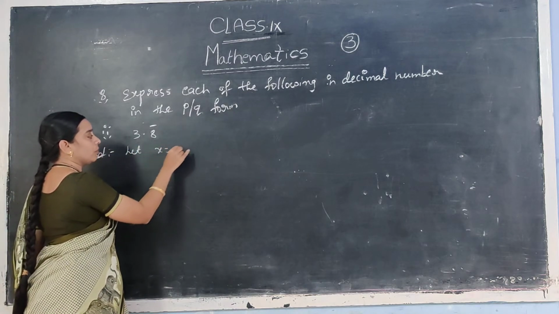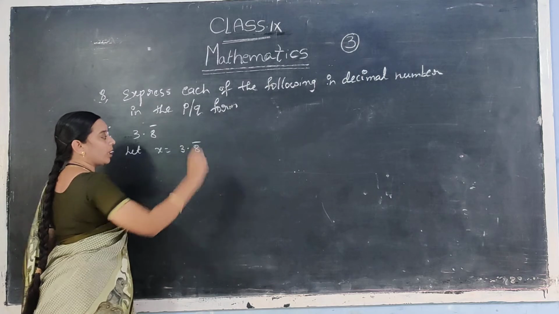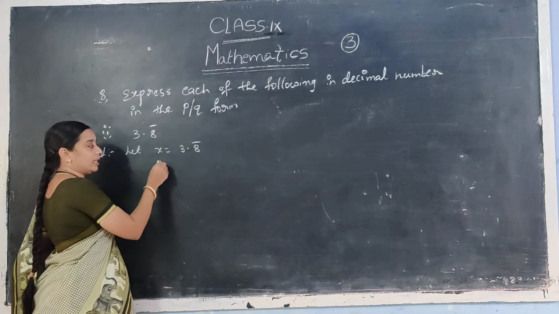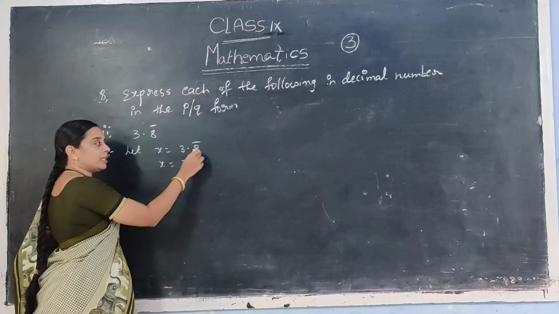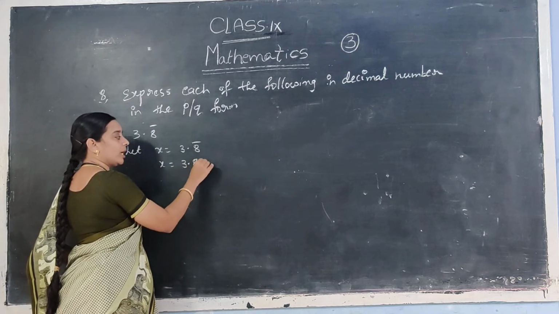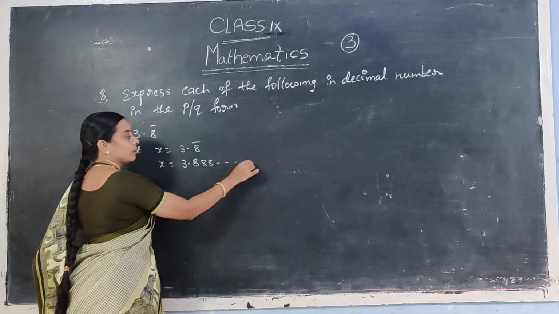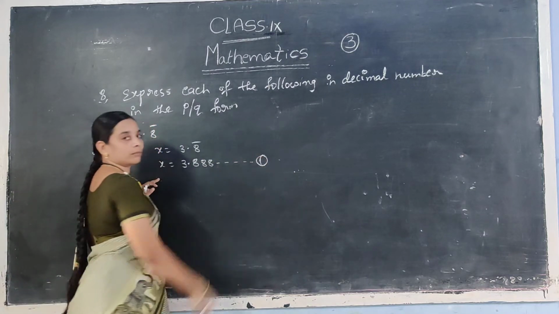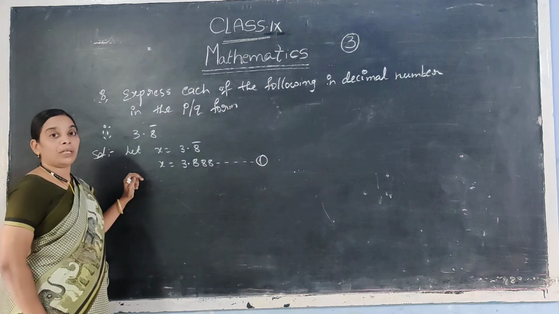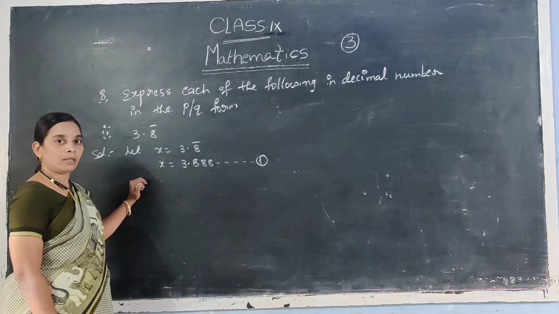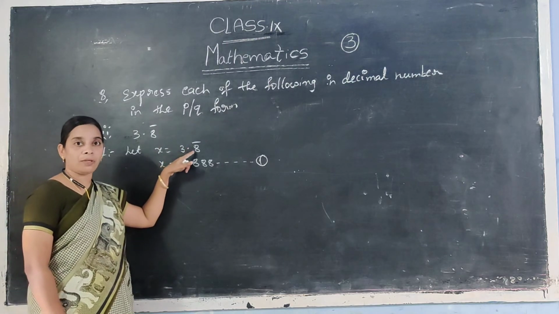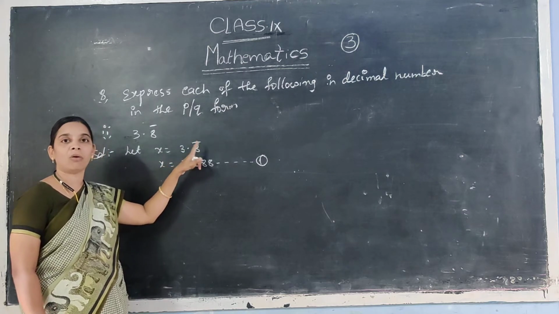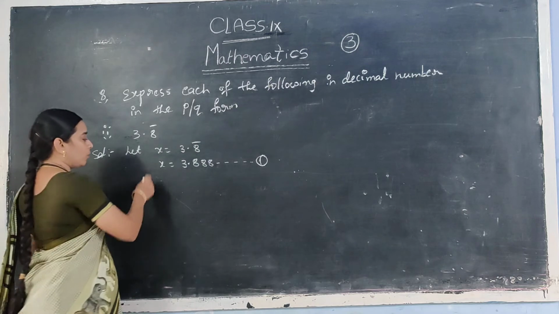Let x is equal to 3.8 bar. Okay, so under the bar 8 is there. 8 is there means 8 is repeating so many times. So that's why 8, write as you wish. So here I write it 3 times. Now this is condition 1. Now find out the periodicity. So how to find periodicity? The number of digits under the recurring part. Under the recurring part, how many digits are there? Only one digit. Here also only one digit.